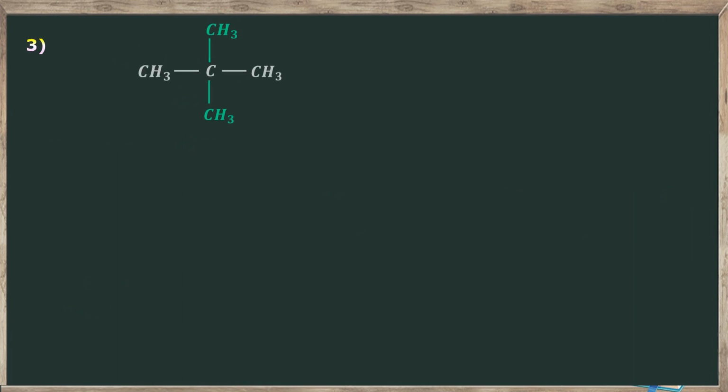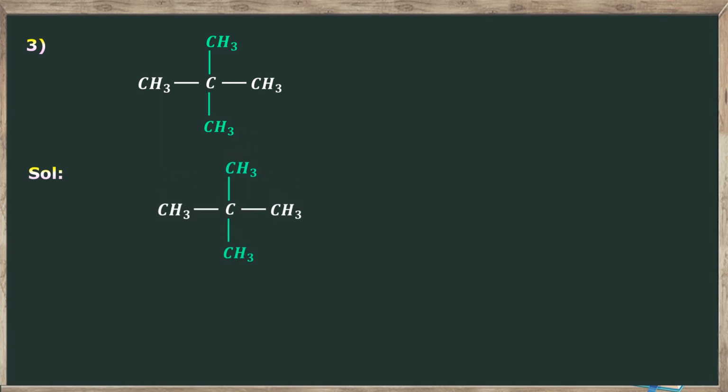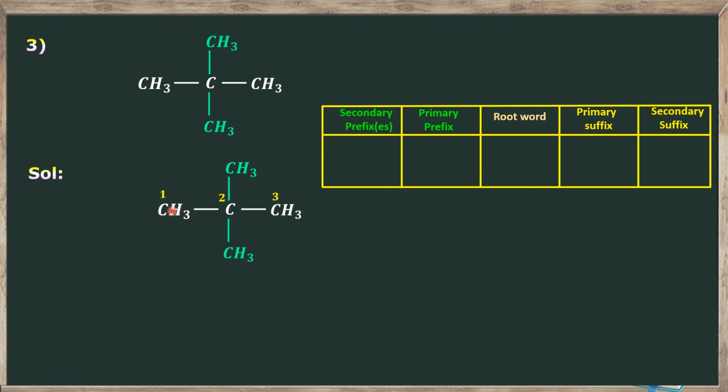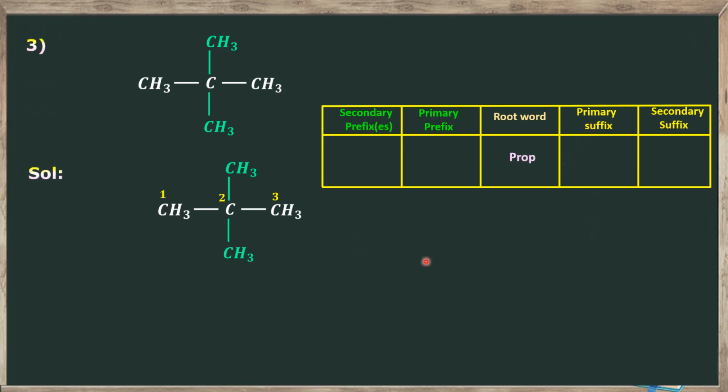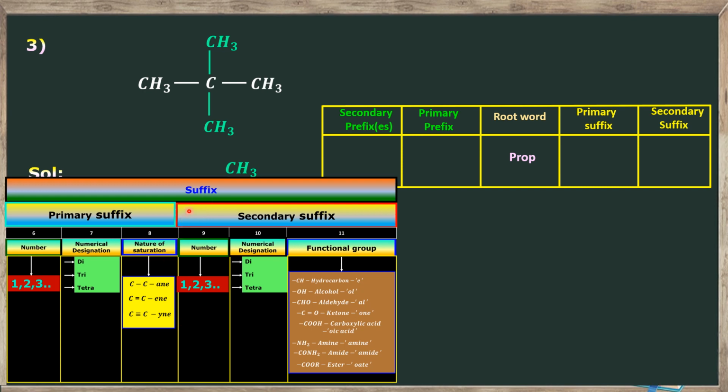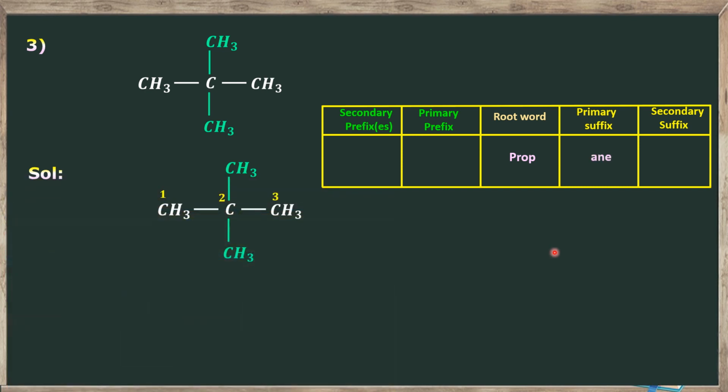Next, problem number 3. Solution: first we have to select the parent chain. You can select this as the parent chain or this one as the parent chain. In both cases, the number of carbon atoms in that chain is same. So here I am selecting this as the parent chain and the remaining these two are substituents. Okay. So I am numbering it from left to right. In this parent chain, 3 carbon atoms are there. So the root word is prop. Primary suffix is ane because only carbon-carbon single bonds are there. Next, secondary prefix, otherwise substituents, methyl.